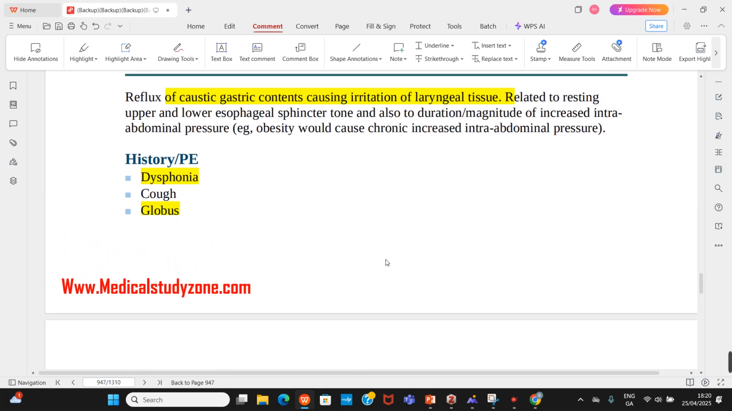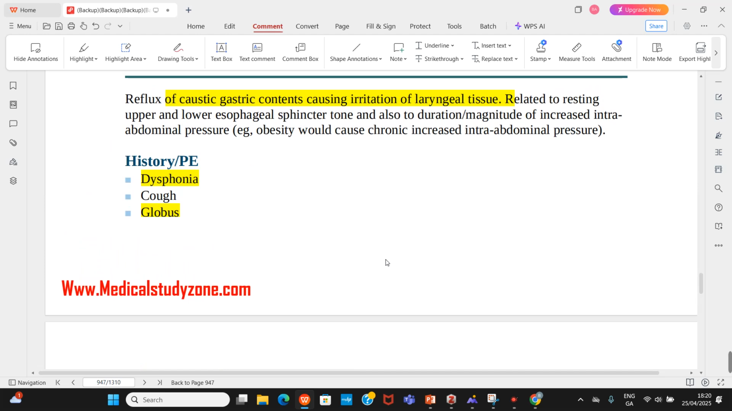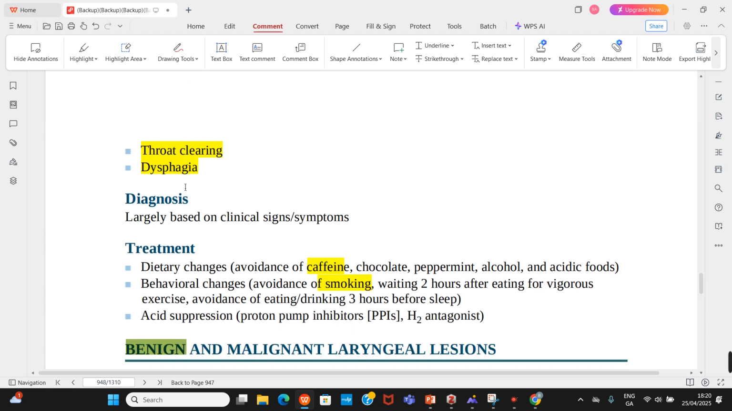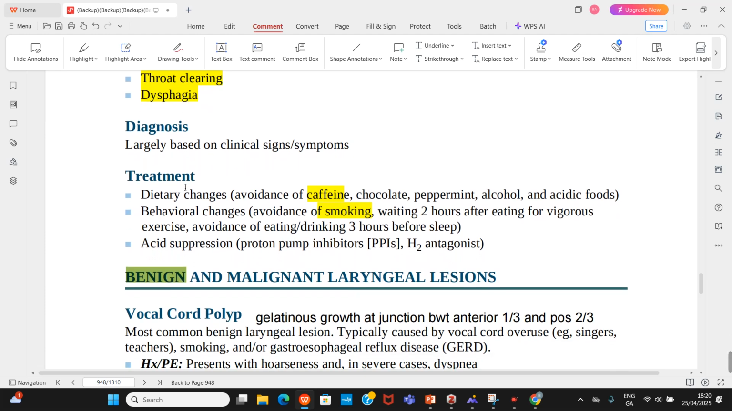So how do they present? They have dysphonia because of irritation of the larynx, cough, and globus, a sensation of foreign body in the throat. They're always clearing the throat, and they have dysphagia. They cannot swallow.